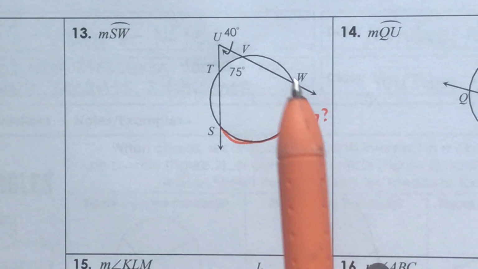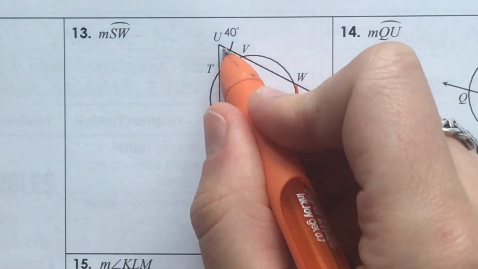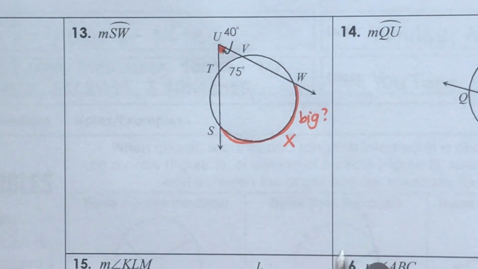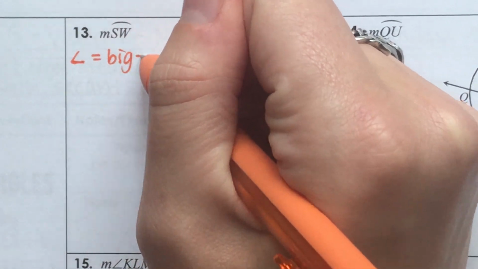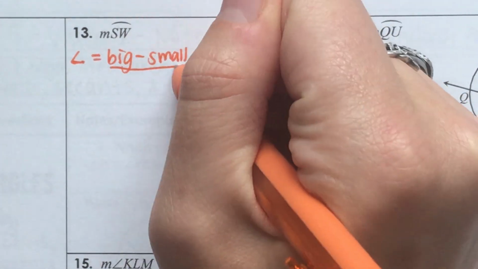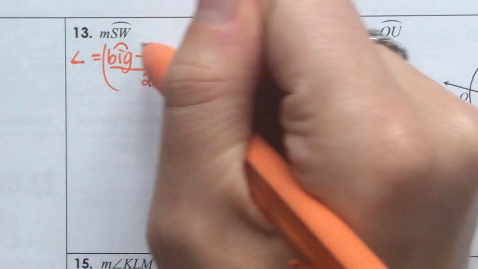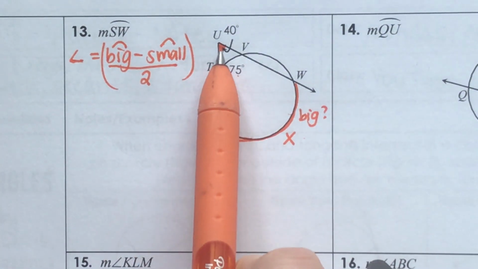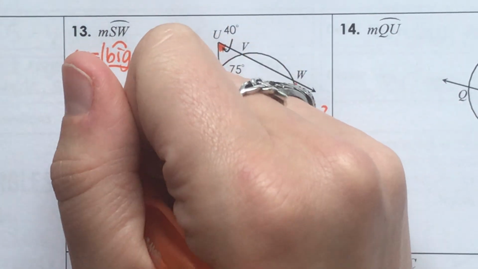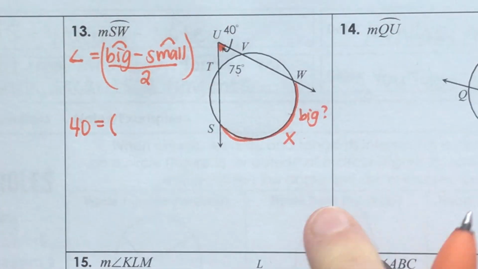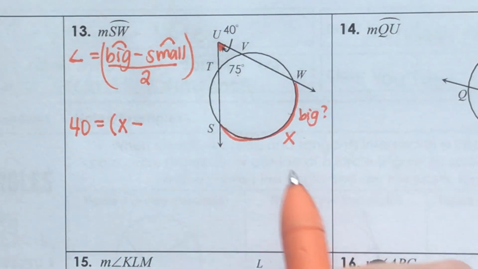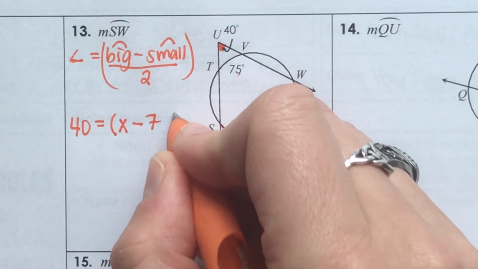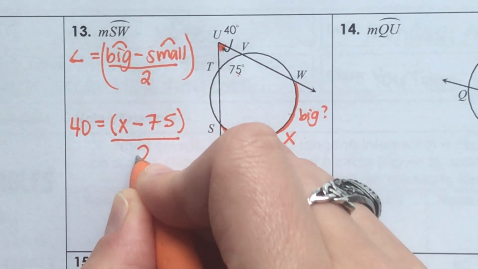So I still know that the angle is equal to big minus small divided by 2. So that's how I'm going to set it up. We don't want to forget that. It's an arc and an arc. Okay, so my angle is 40 degrees, equals big, which is what I'm trying to find, my X, minus the small, which is 75, divided by 2.